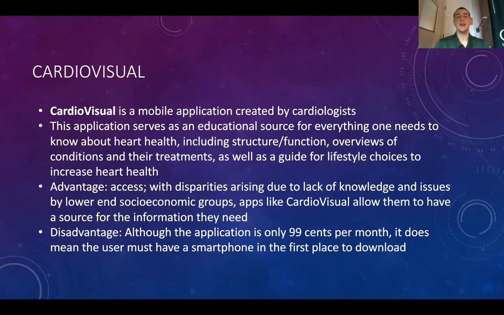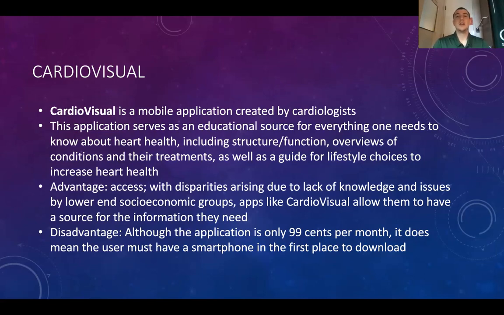Looking at the advantage to this, it is access. Like I've stated, I think knowledge is something that people may not get in their life, and without that knowledge, they're already put at a disadvantage. So with this app only being 99 cents per month, they're getting a full source of everything they need to know about heart health. And it allows people in these lower-end socioeconomic groups to get the education they need.